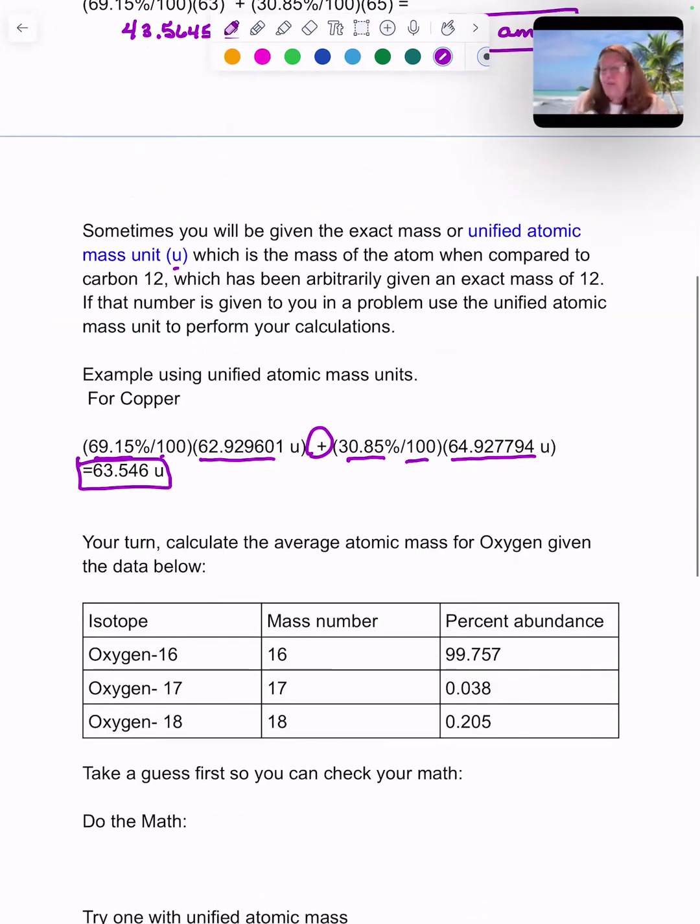We've got 3 isotopes of oxygen, oxygen 16, 17, and 18. Oxygen 16 is 99.757% abundance. So we know our mass is going to be really close to 16. But is it going to be above or below 16? Well, the other isotopes are above 16. So our guess is above 16, but not much.